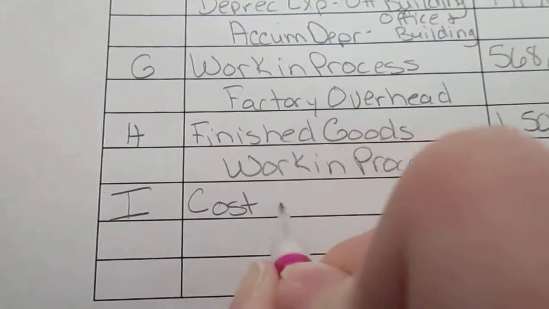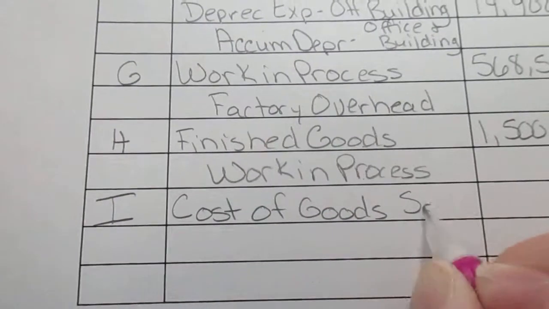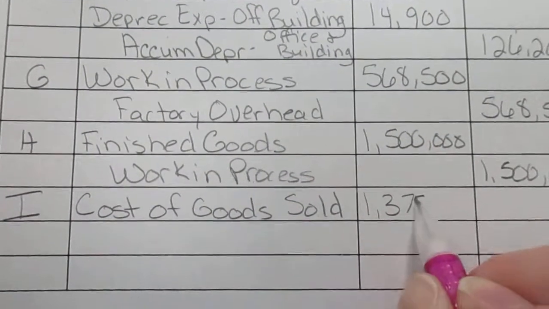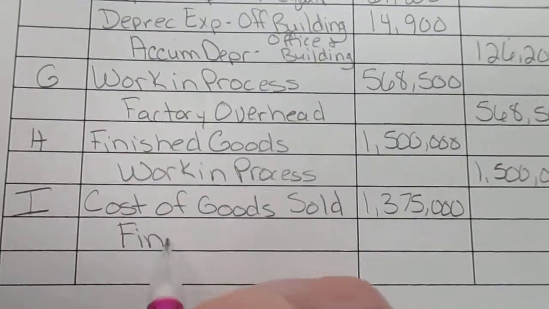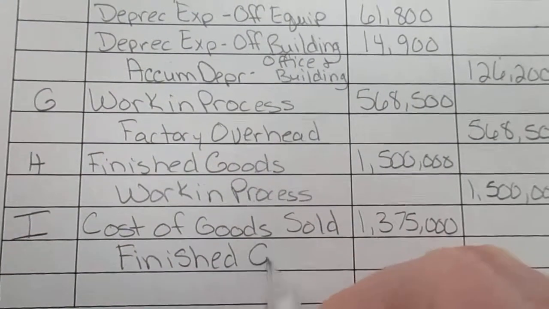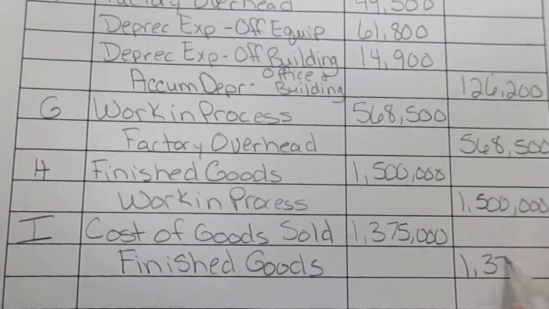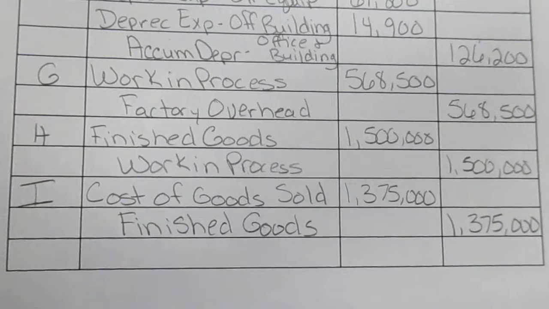So we're going to debit cost of goods sold for $1,375,000. And we're going to credit finished goods. Whoops. So again, we're moving it from our finished goods account into our cost of goods sold account because we've sold it. We no longer have that amount.